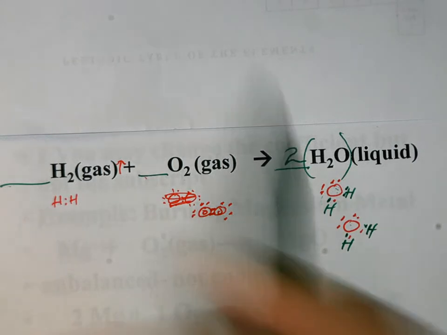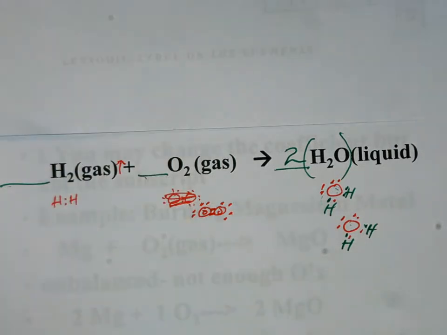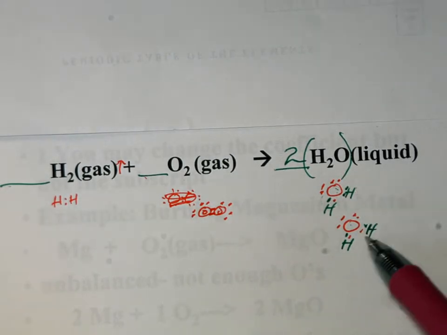But wait a minute, hold on. Okay, now we got too many hydrogens. Sacre bleu, this is an outrage, as they would say in France. So we got two hydrogens and two hydrogens.